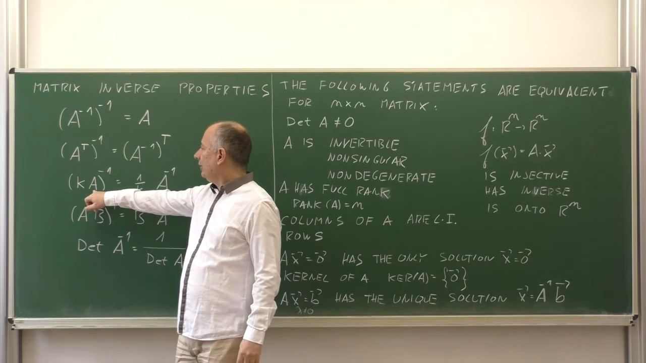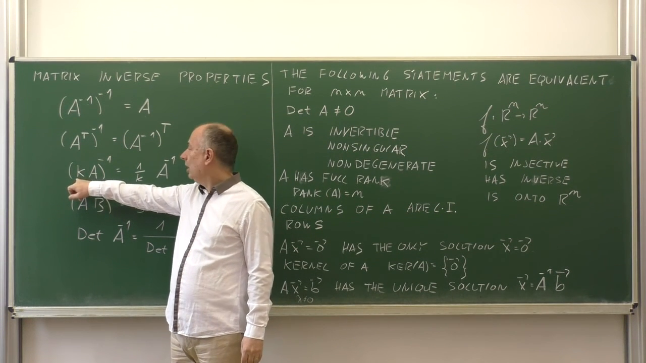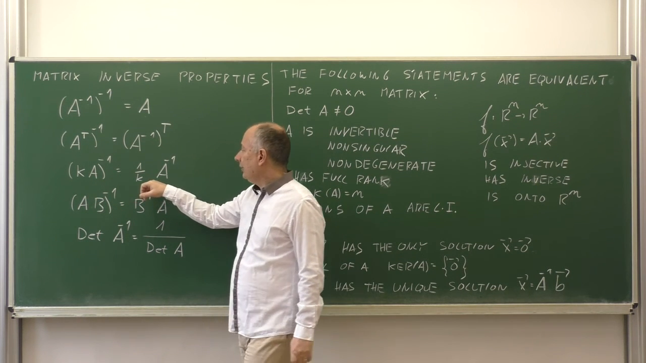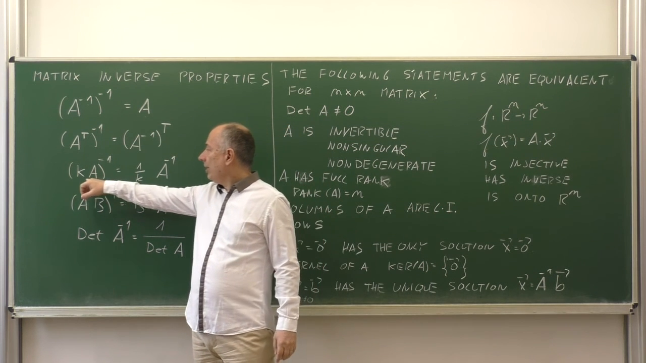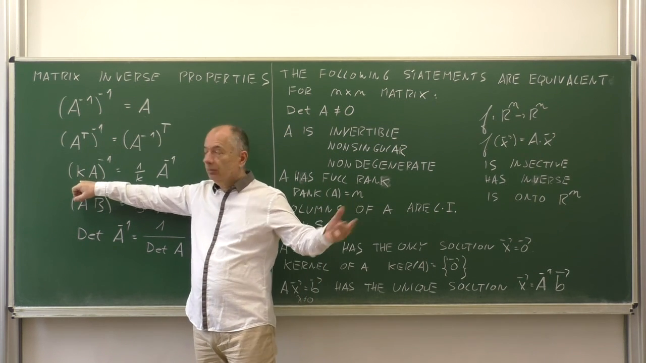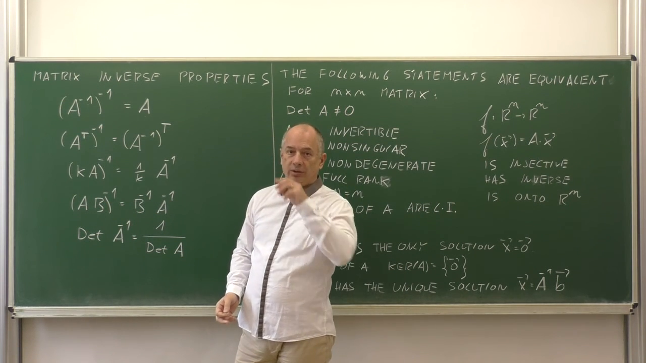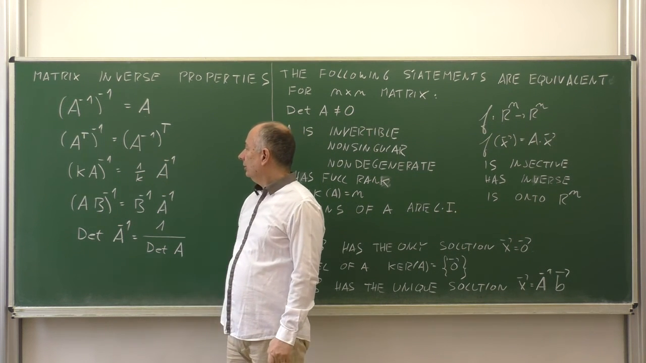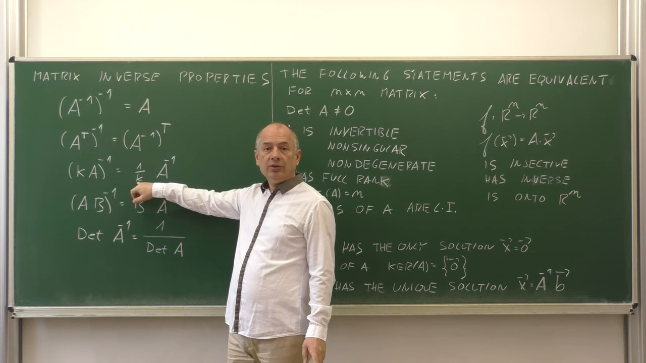If we take a matrix and multiply by some non-zero real number, we get a new matrix, and its inverse is in a simple relation to the inverse of the original matrix. If the matrix is 2 times greater, then the inverse is 2 times smaller, in the sense that each element is divided by 2. In general, it is 1 over k times the inverse of the original matrix, assuming the real number k is non-zero.